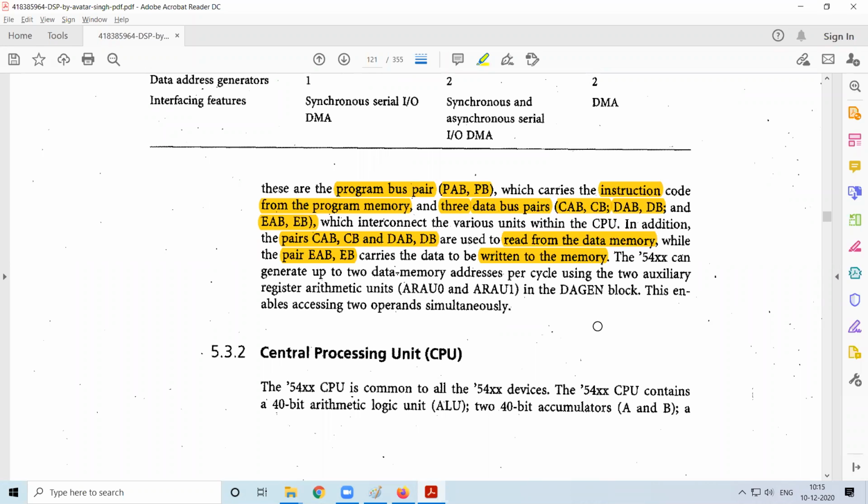Apart from this, using these address buses, we can access the auxiliary registers also, which are termed AR AU 0 and 1. Again, we have to generate the addresses. I want to store the result, so what is the address where I have to store this? That will be generated by the data address generation block, the DAGen block. Similarly, if I want to fetch something from the program memory, I should know where it is, that is, the address of that instruction. That is generated by the program address generation block, the PAGEN block.